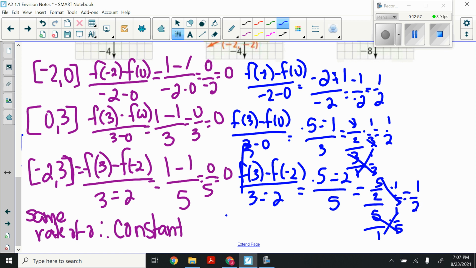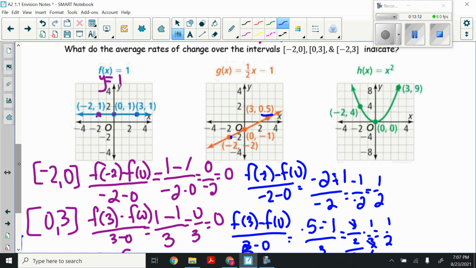So here, again, I have a constant rate of 1/2. Therefore, I know that this is a linear function, or it's a line. All right, our last one, we look at the graph, okay? Our graph is a parabola. H of x equals x squared. A parabola doesn't have just one slope for the entire parabola like a line will, but we can find the rate of change or the slope over different intervals. So that's what we're going to look at here, okay?